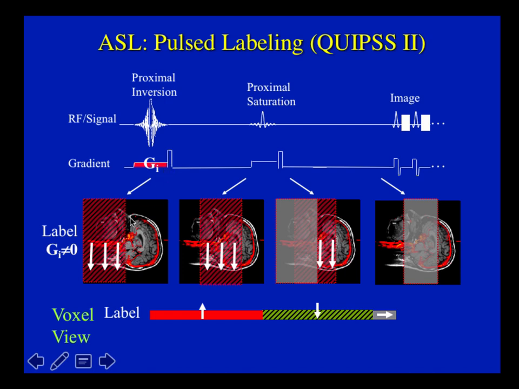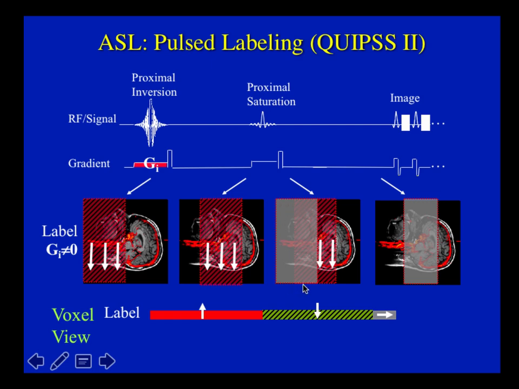After that inversion, this blood will flow in towards the brain, and so these white arrows will move to the right. At some point, we will then apply a second RF pulse into the same region where we applied the inversion pulse previously. The idea here is to define a well-defined bolus of inverted blood in a certain region.